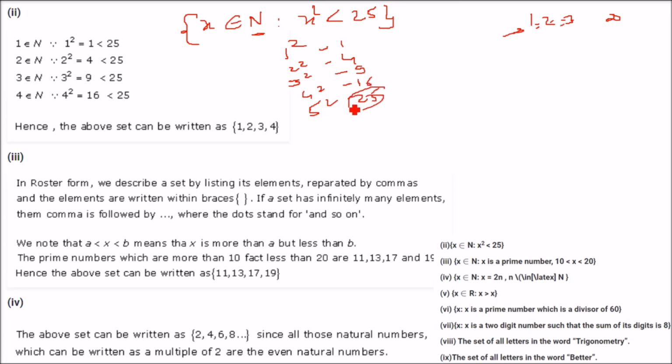is 25. So this number 25 is not less than 25; it is equal to 25. So it will not include 25, that is, it will not include 5. The answer will only be 1, 2, 3 and 4.